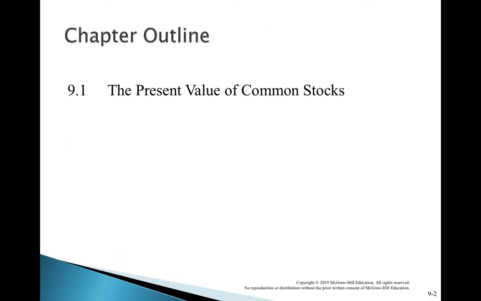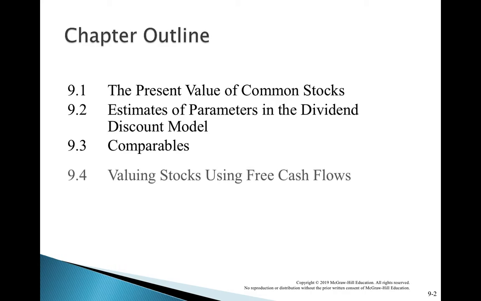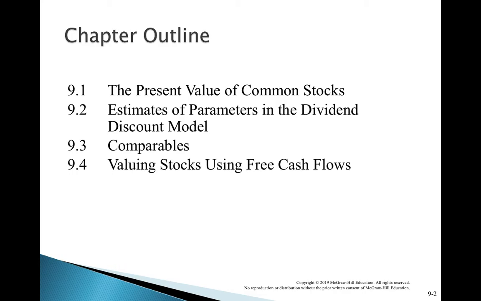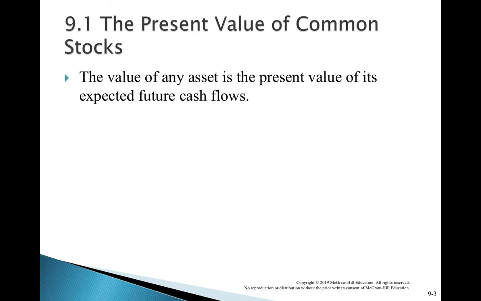The outline will be: the first section will talk about the present value of common stocks. The next section will talk about estimates of parameters in the dividend discount model, then comparables or the relative valuation model. And the fourth section will talk about valuing stock using the free cash flows. Then stock market details we'll see. Let us start the chapter, the present value of common stock.